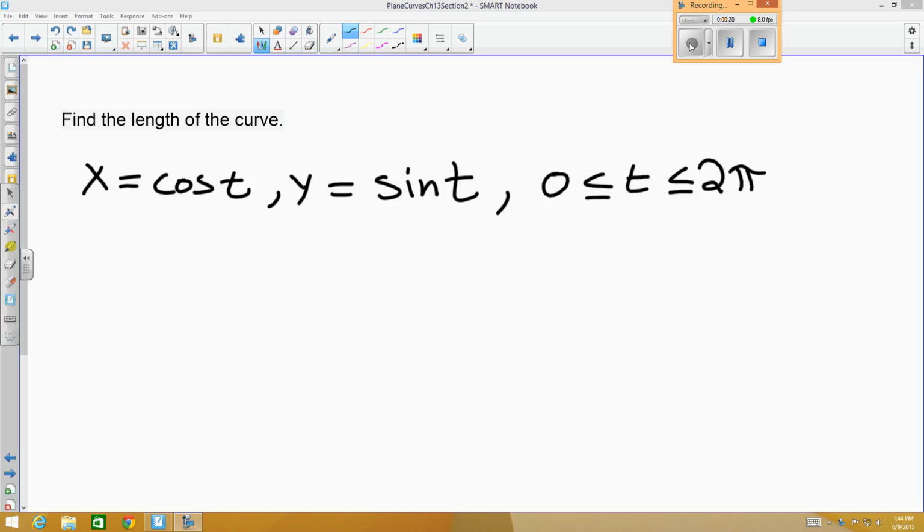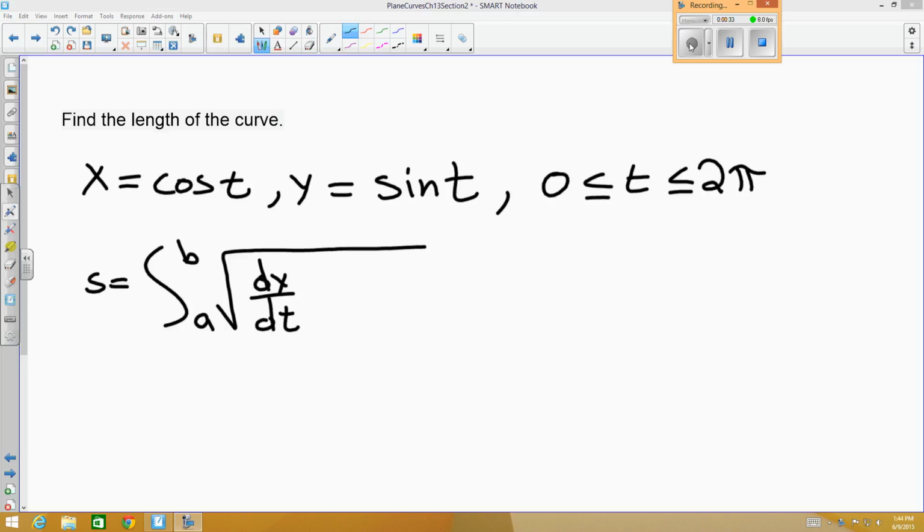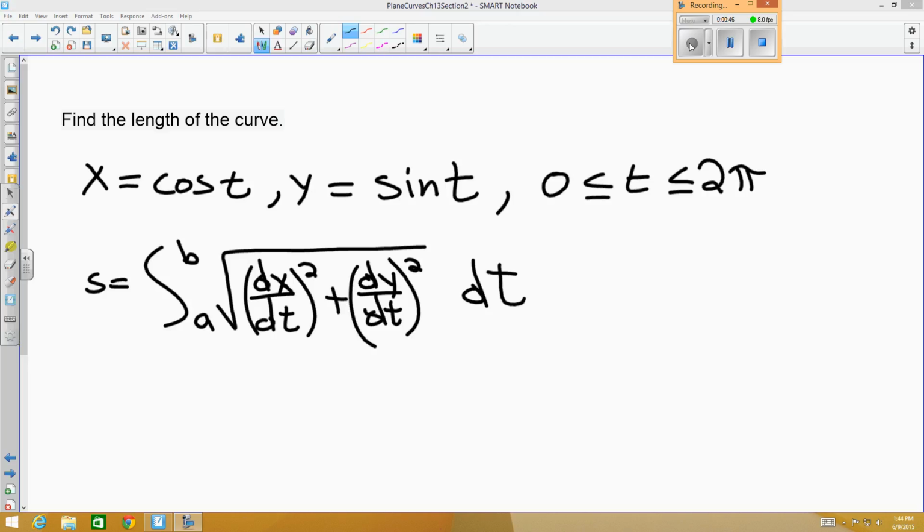length of that curve. Remember that for parametric equations, the arc length formula is the integral from a to b, the square root, dx/dt, or dx/d of the parameter, whatever that may be, in this case it's t, squared, plus dy/dt squared dt. So we need to find the derivative of x with respect to t, the derivative of y with respect to t, put those in, and of course use our limits of integration, a to b, which in this case is from 0 to 2 pi.